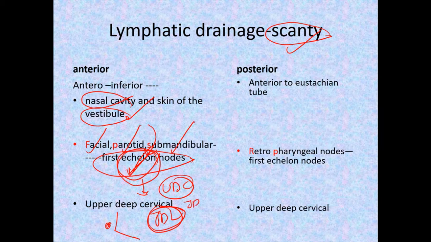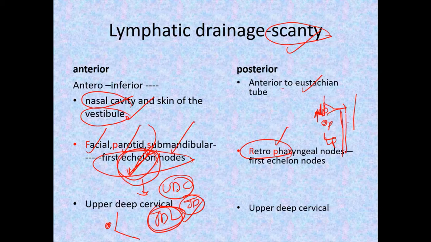So jugulodigastric nodes. They are called jugulodigastric nodes. The posterior part, anterior to the eustachian tube, all drains into the retropharyngeal nodes. Retropharyngeal nodes will be present at this particular point, behind the nasopharynx. This is the oropharynx and this is the laryngopharynx. Whatever the layers that are there over here, there is something called the retropharynx.